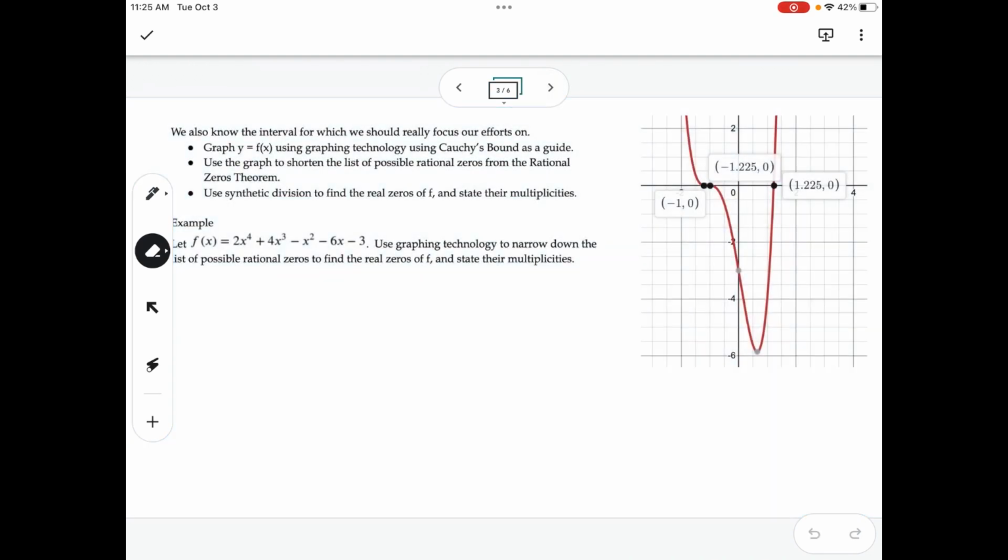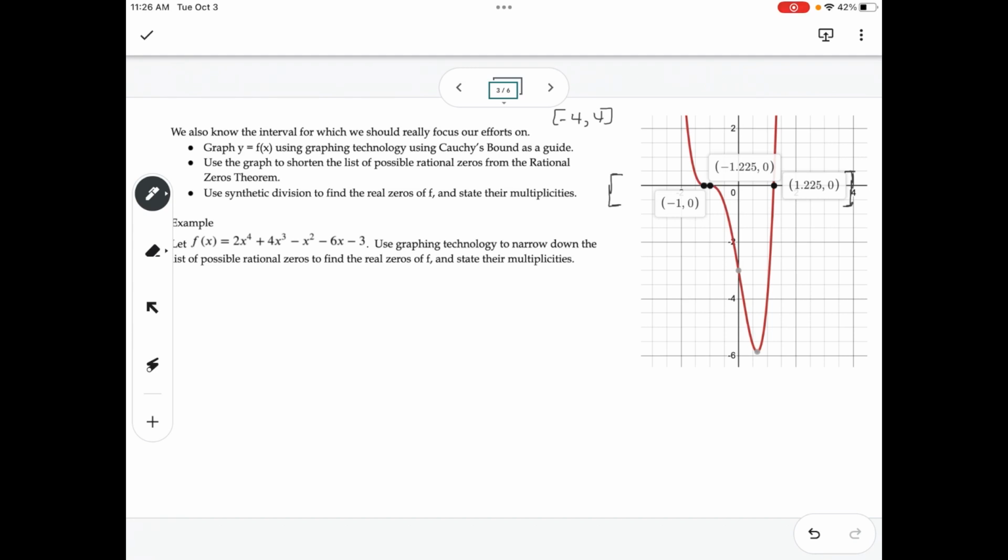So on slide 3, I've got the graph of it because that can certainly help us identify if we maybe have a multiplicity, depending upon if it goes straight through or maybe it just dips down and touches. So we also know the interval for which we should really focus our efforts, which should be between -4 and 4. Even looking at our graph, here's 4. Here's -2, so -4 would be somewhere over here. Notice all of our zeros do in fact land between -4 and 4 that we found with Cauchy's bound.